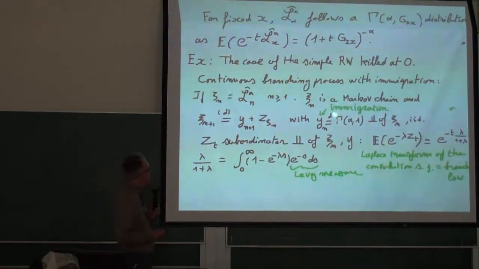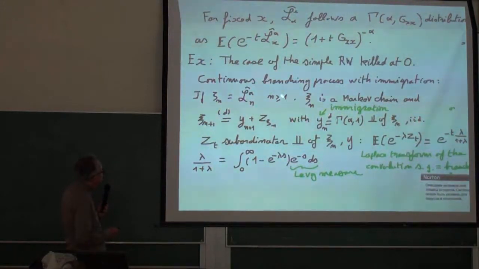And when you fix a point x, we really have gamma. What we find is a gamma subordinator, which is given by this Laplace transform, which is a very specific case of the formula before. Now I wanted to explain, but I think I won't have time. Let me see.